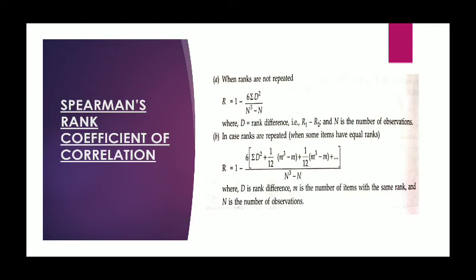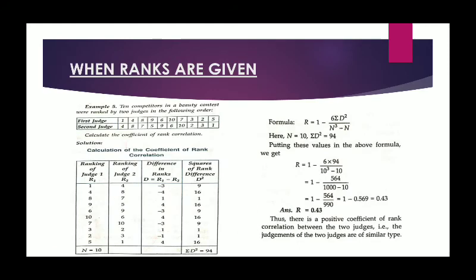So let's see the example. Number 1 is when ranks are given. For that, let's see the question. 10 competitors in a beauty contest were ranked by 2 judges in their order. So simply rank is given. First judge, second judge, both of them have given the rank. So we will make the table first, which will show us ranking of judge 1 and ranking of judge 2, denoted as R1 and R2 respectively.